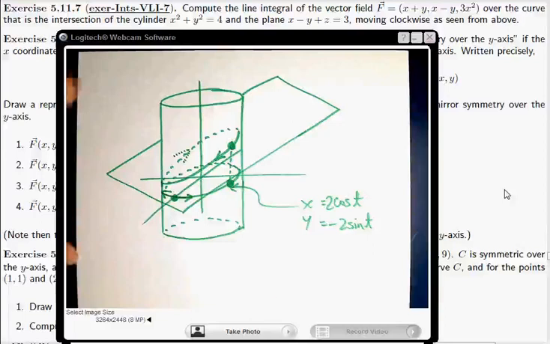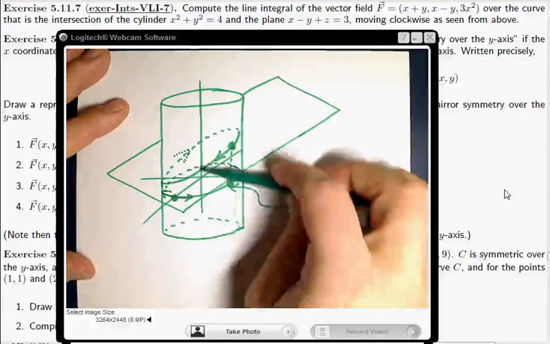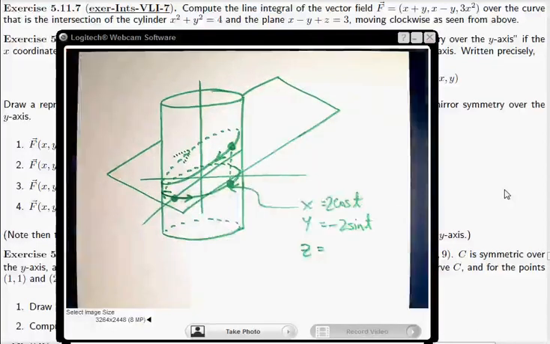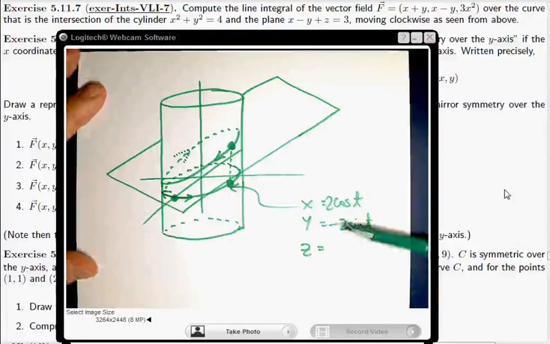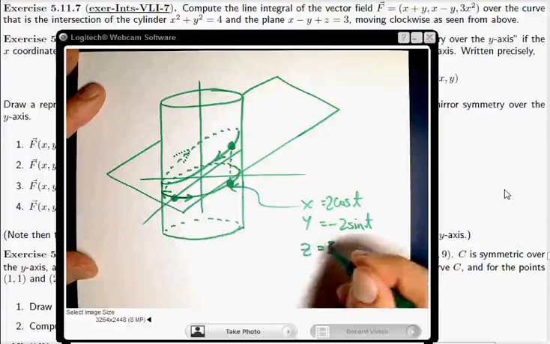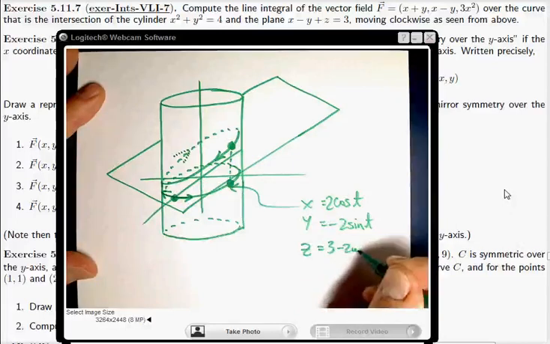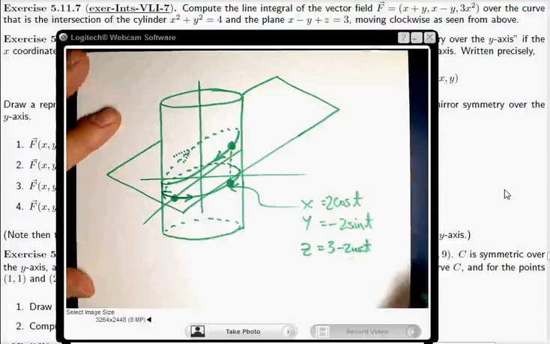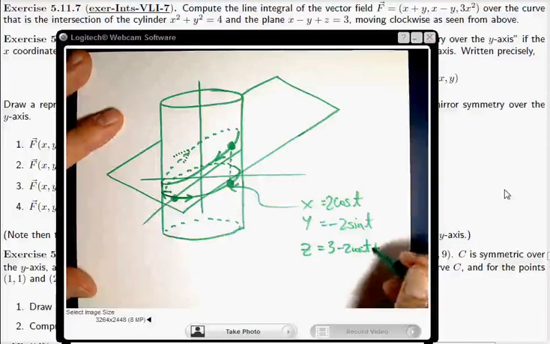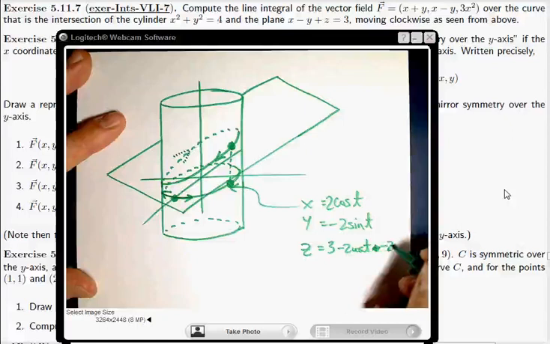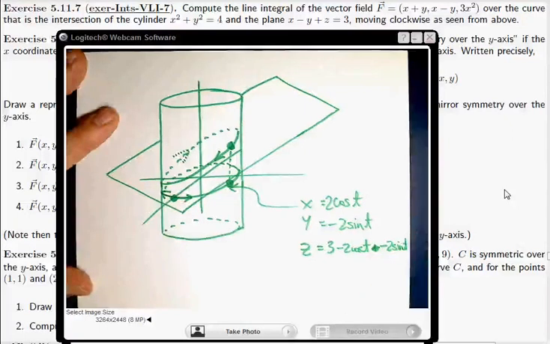Okay, so that's the x and the y. Now, of course, that's not a complete parameterization. I've got to know what the z-coordinate is doing. The z-coordinate's kind of going up and down as we go around this thing. And conveniently, though, I can just solve for z in the equation of this plane. z has to be 3 minus x plus y. And x and y I've already decided on. So z has to be 3 minus x plus y. Oops, well, y has a minus on it, so minus 2 sine t. So there's what z has to be as a consequence.